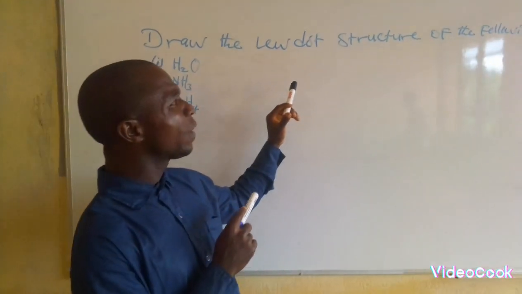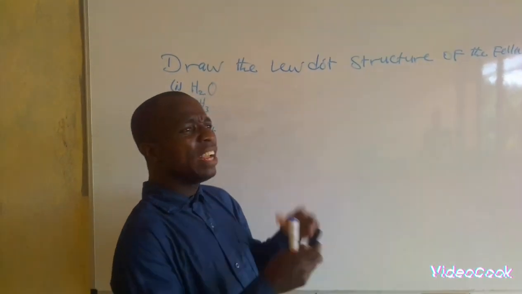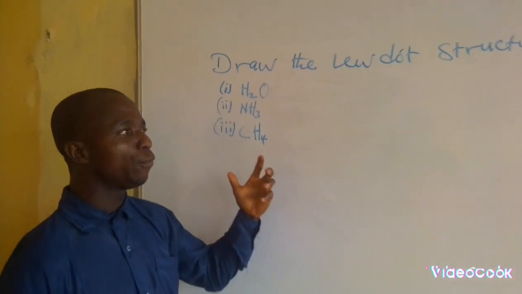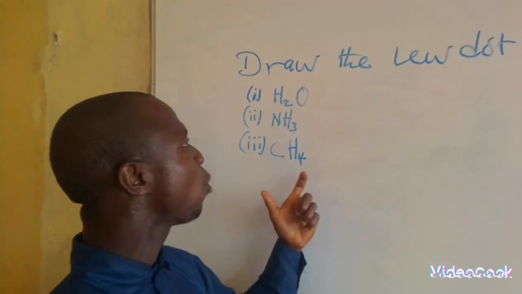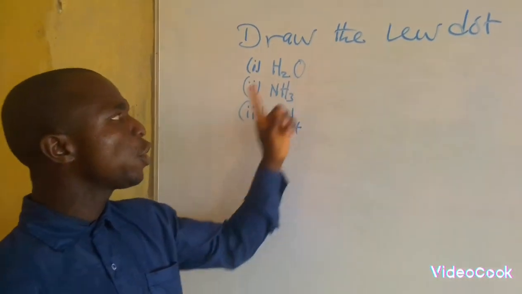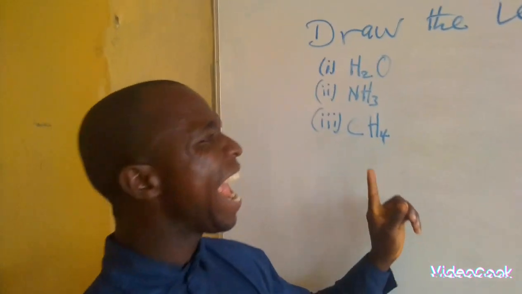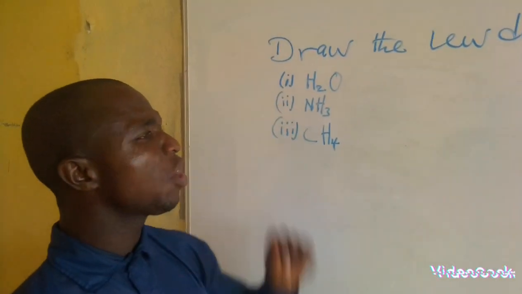At this juncture, we'll be looking at drawing the Lewis structure of the following compounds. In drawing the Lewis structure, there are some rules that we need to follow. First, determine the valence electrons of the various atoms in those compounds. We are looking at the Lewis structure of the water molecule, ammonia, and methane, which is natural gas. Let's first start with the water molecule.